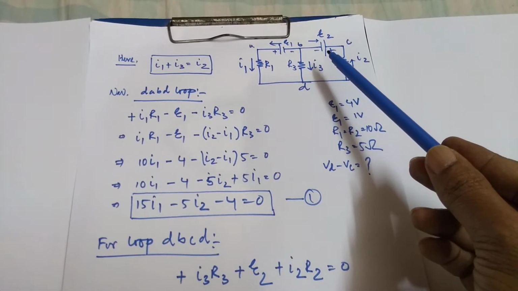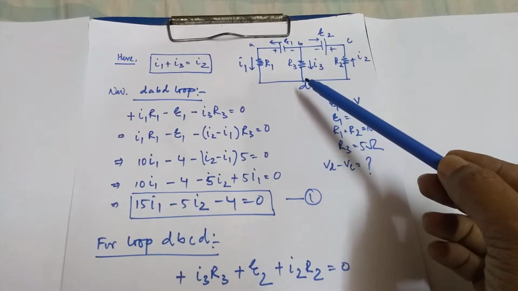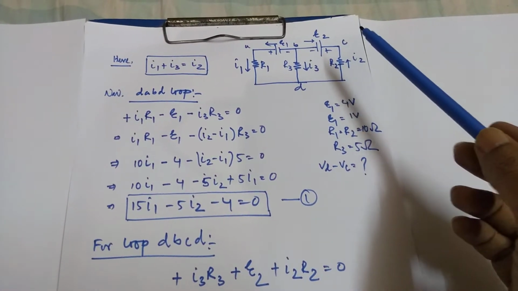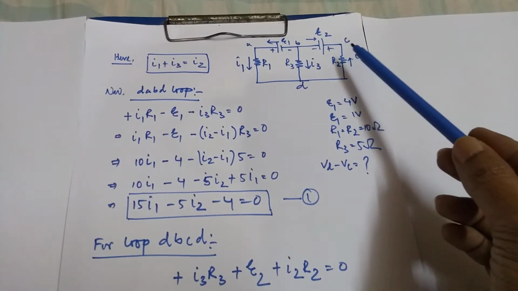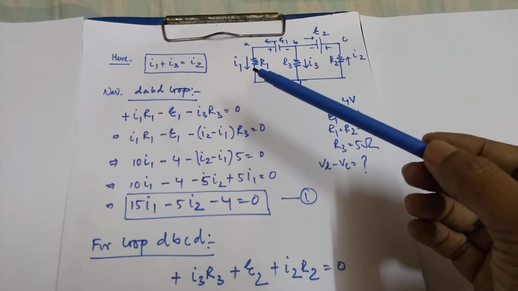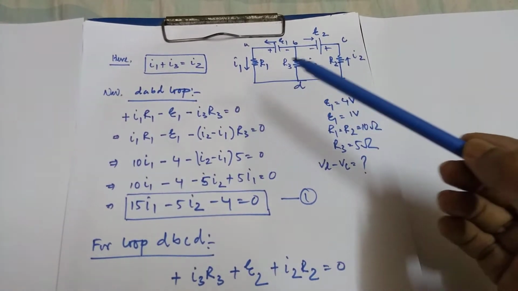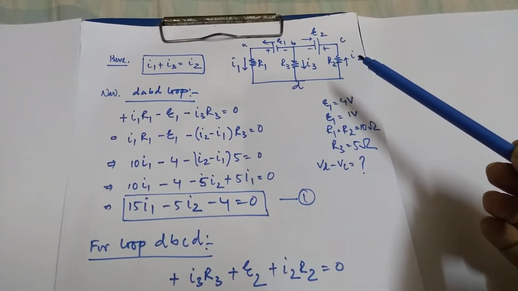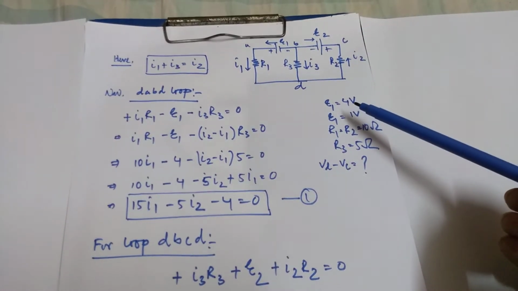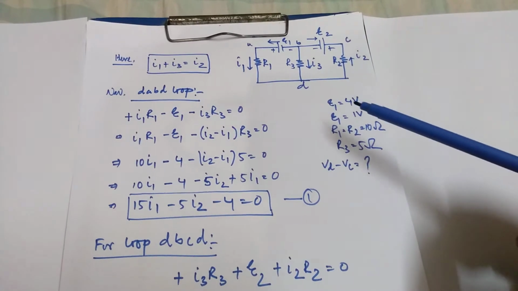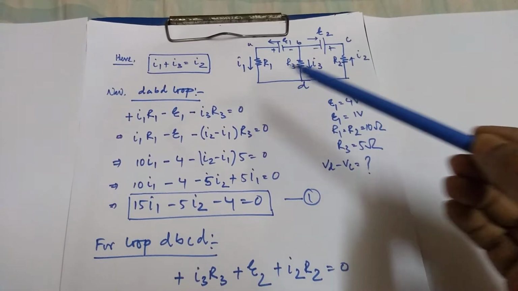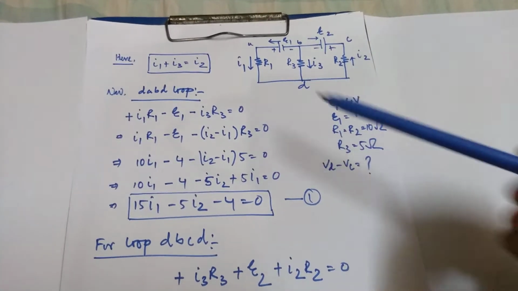The problem asks us to find the voltage difference between point D and point C, which is the voltage across this resistor R2. They also give the direction of the current through the circuit. This is I1, this is I3, and this is I2. Also given is that voltage source E1 is 4 volts and E2 is 1 volt, and the resistors R1, R2, and R3 are given.